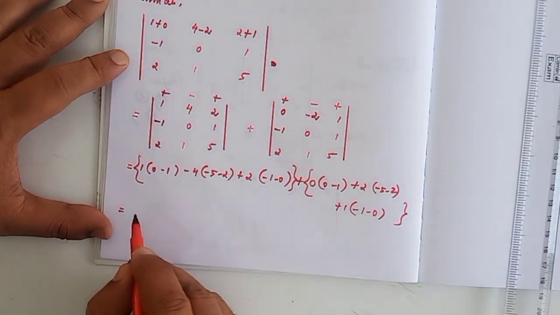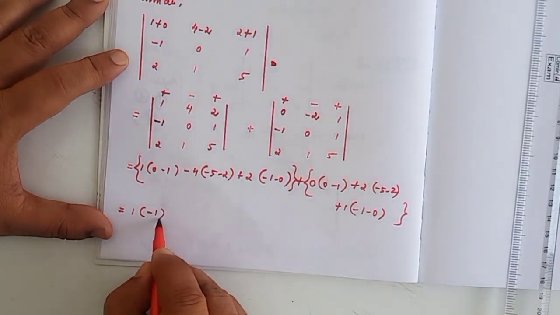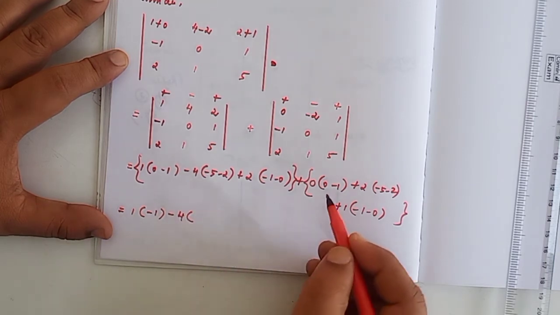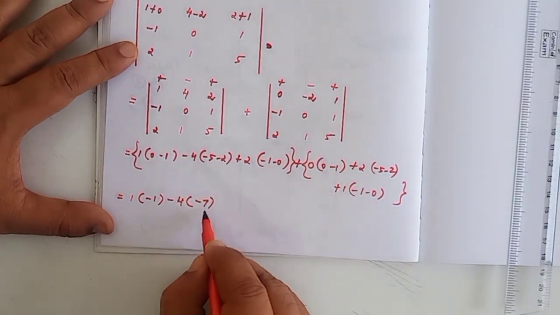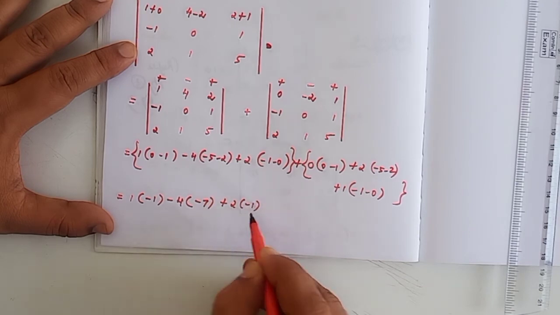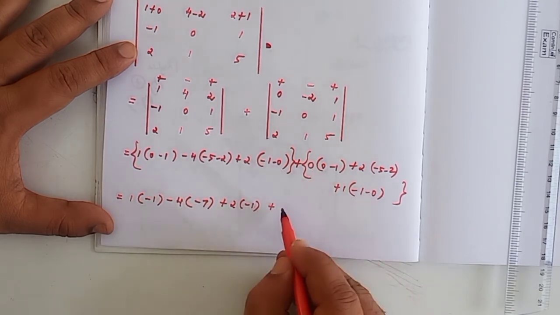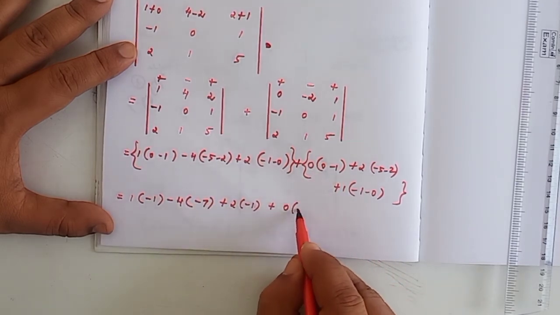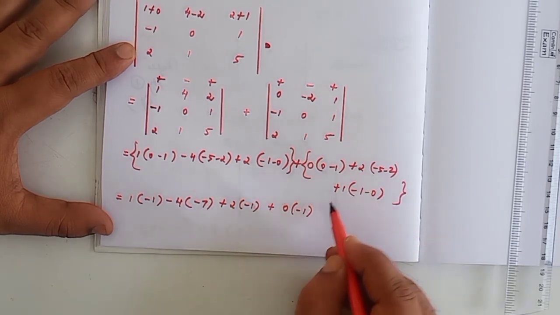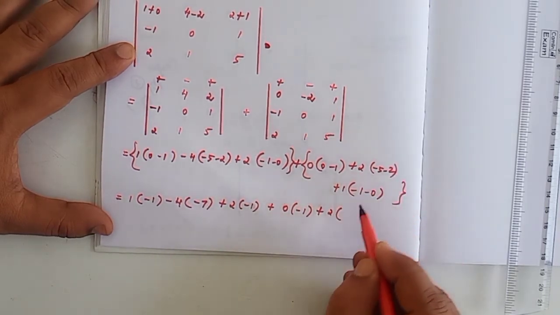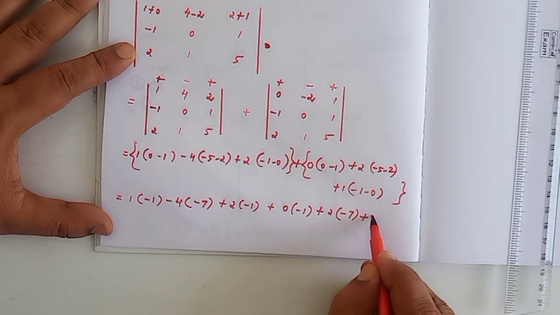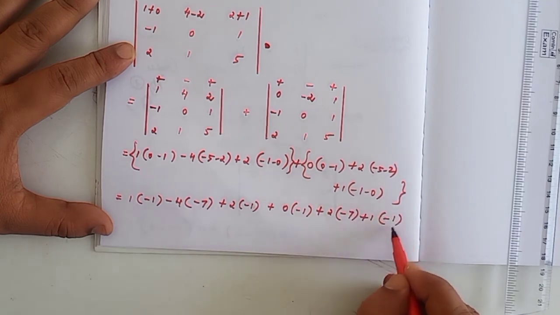That is equal to 1 into 0 minus 1 minus 4 into minus 5 minus 2, that is equal to minus 7, plus 2 into minus 1, plus 0 into anything is 0, 0 into minus 1. Next step you can write 0 plus 2 into minus 5 minus 2, that is minus 7, plus 1 into minus 1 minus 0, that is minus 1.